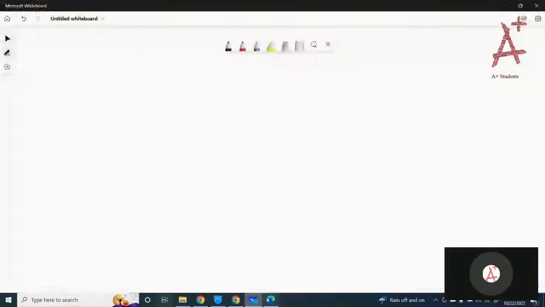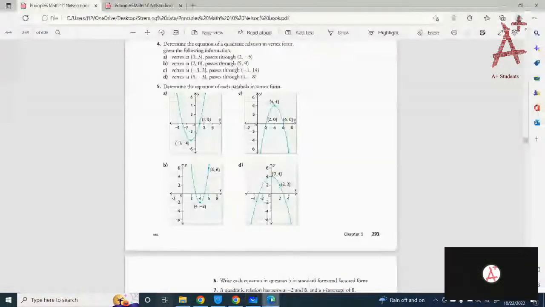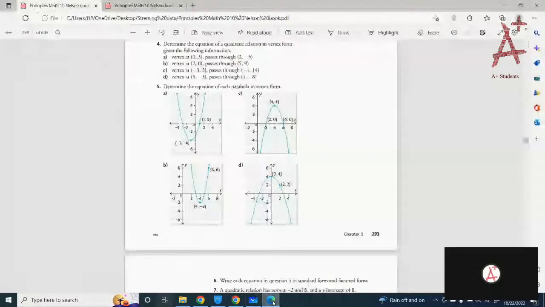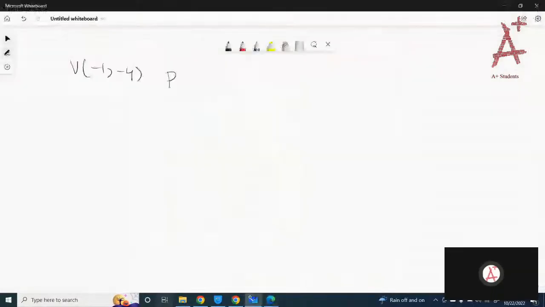Let's do question number 5a. The vertex is negative 1, negative 4, and the point is 1 and 0. Here is the point. Just use the point and the vertex, and you can find the equation. So the equation is y equals a times (x minus h). H is negative 1, and then minus 4.